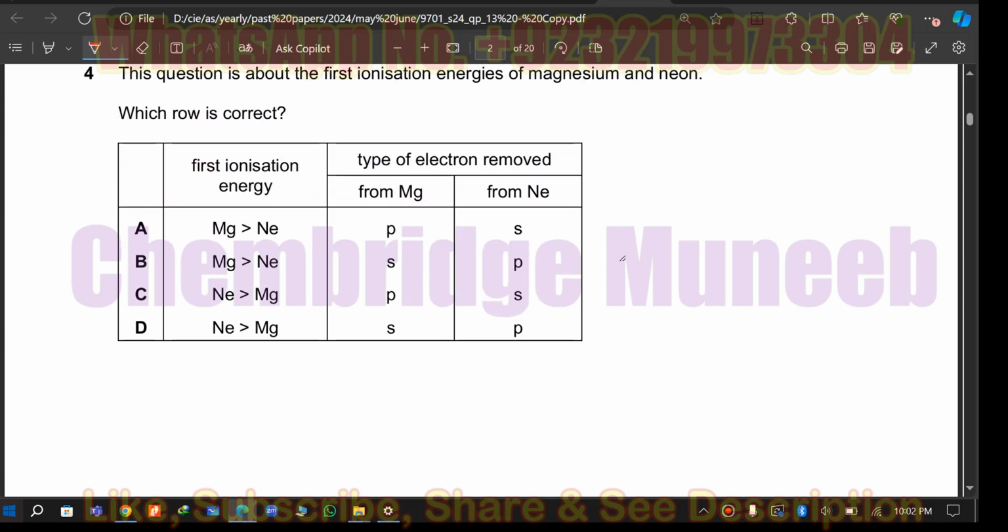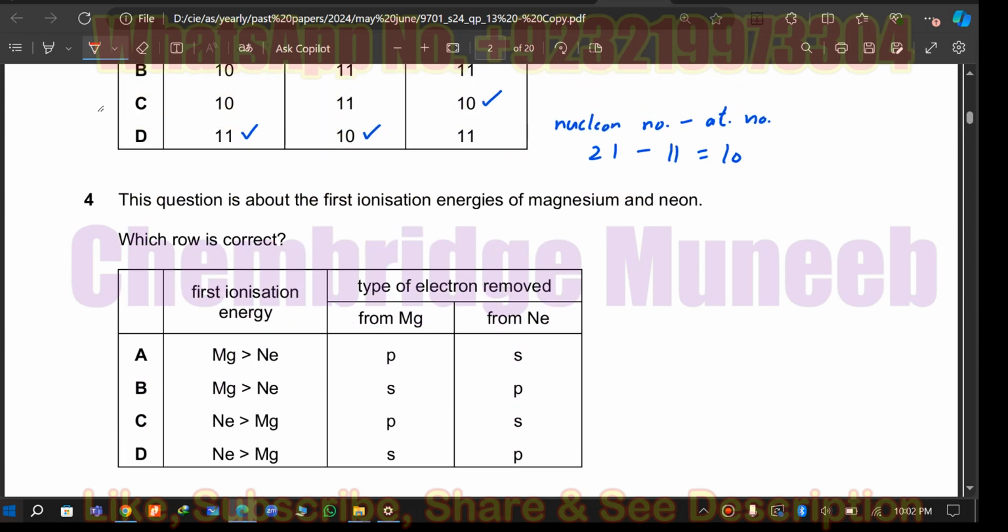Now question number 4. This question is about the ionization energies of magnesium and neon. We are given the order of the ionization energies for magnesium versus neon, and we are given the electron removed. In my opinion, the students will face difficulty in the first column, and there is no problem in the second column, which is further divided into 2 sub columns, because we know the electronic configuration of magnesium and neon. We can simply tell which electron will be removed.